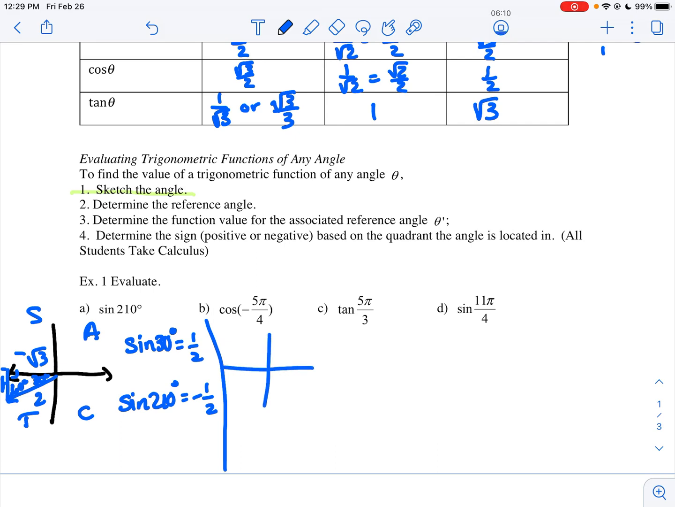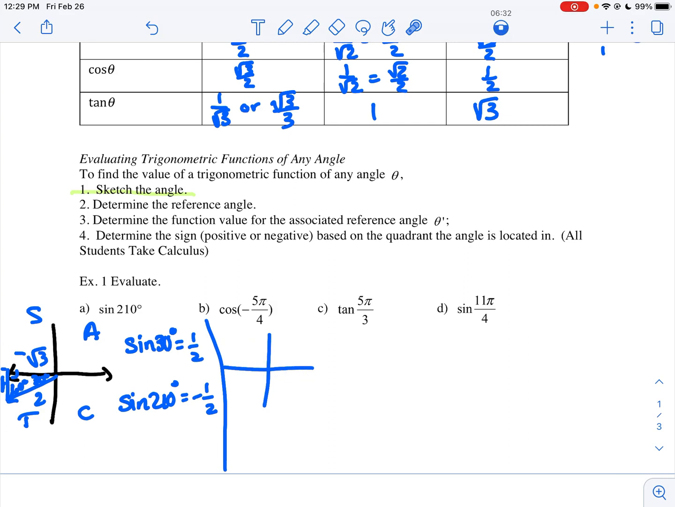All right, when I go to do this, kind of watch me here. A negative is going to go clockwise in rotation. So here's negative pi over 4, negative 2 pi over 4, negative 3 pi over 4, negative 4 pi over 4, negative 5 pi over 4. Let me go through that one more time.